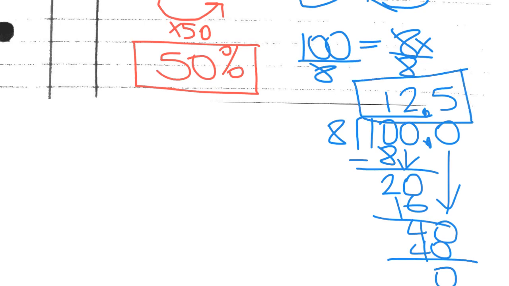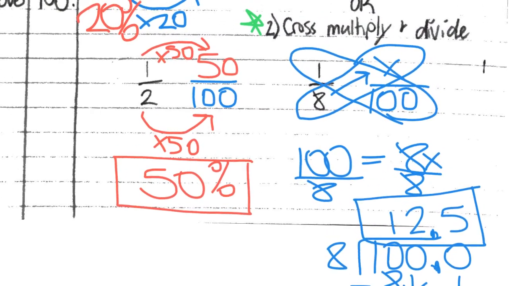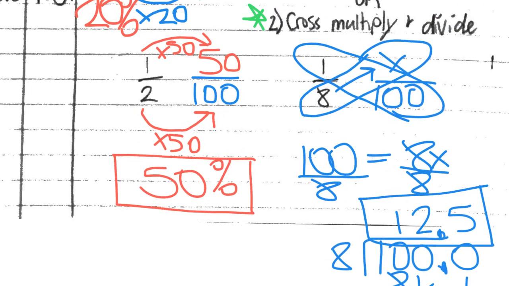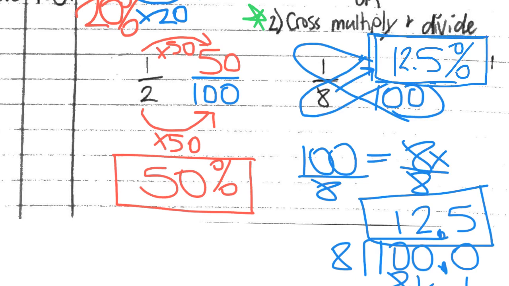So when I go back up here, I can erase this x, and now I know that 1 over 8 is the same thing as 12.5 over 100. 12.5 per 100, or 12.5%. So even if it doesn't go in nicely, we can still figure out that percent by doing cross multiply and divide. Once you guys have these in there, the next 2 pages are just copying. So I'm going to flip to the next half sheet that you should have in your journal.